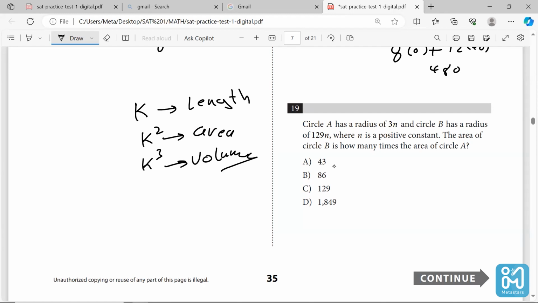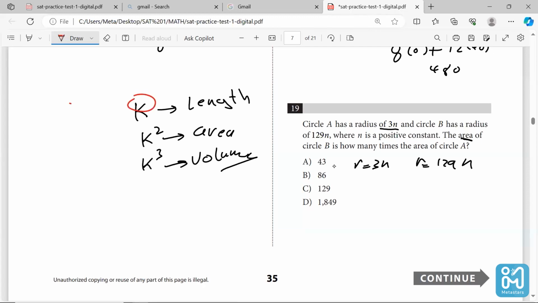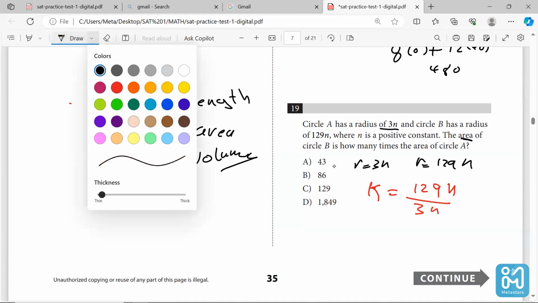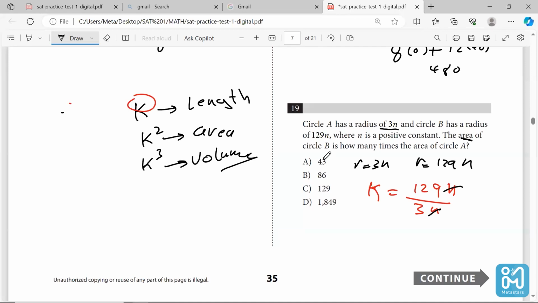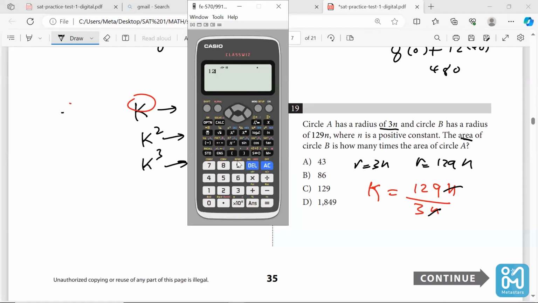Okay? Now, circle A has a radius of 3n. We have radius r equals 3n. And circle B has a radius of 129n. Now, where n is a positive constant, focus, I'm talking about the scale factor of the area, and I need to square it. After you find k, then square it. Now, let's find this k between the two radii. I have 129n over 3n. Now, n with n, they cancel each other. 129 divided by 3 gives us 43.